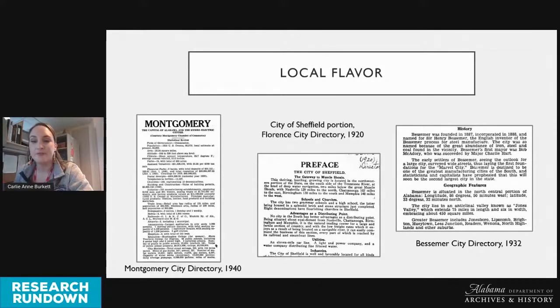The third image shows Bessemer City in 1932. It gives geographic information about the area, and these can be great sections to know more about what a place was like when an ancestor lived there. We have people who call all the time and say, I want to know what my great-great-grandfather's town was like. And sometimes this is some of the only ways that you can do that, or you can find out what a place may really have been like at the time.